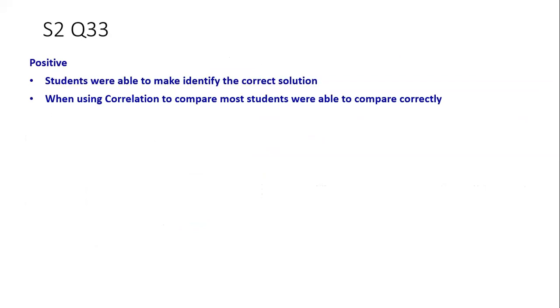So moving forward for this particular question, students were able to identify the correct solution in 33 in the first part. When they used the correlation to compare, most students were able to compare between the two relatively correctly, except for those students that went on to describe it that it was closer to 1, or when they didn't make a comparative statement between the two types. Why was one stronger than the other? So they had to be comparing between the two.